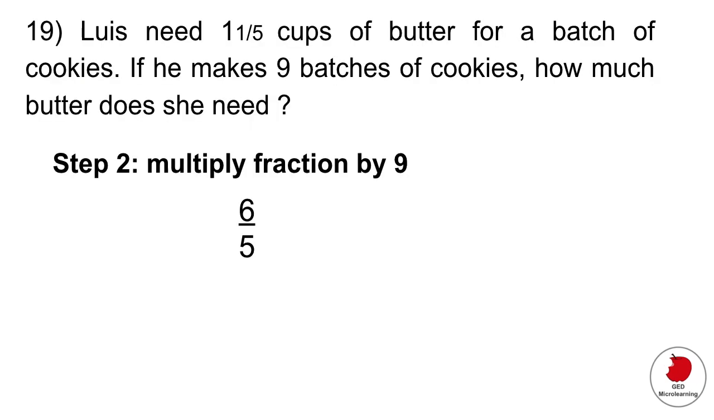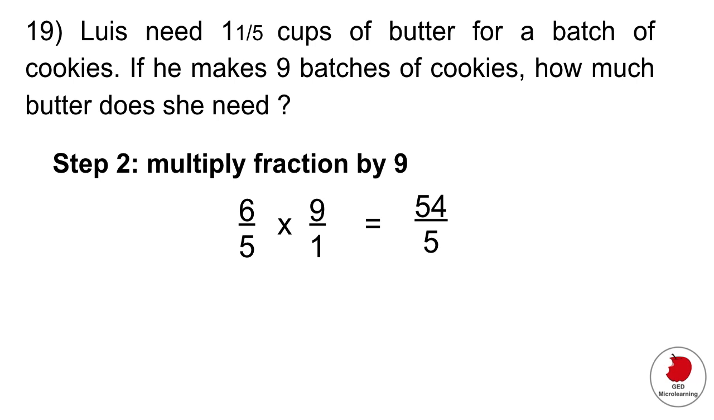Okay, so now we have that he needs 6/5 of butter for 1 batch of cookies, and he wants to make 9. So all you have to do is multiply this fraction by 9. Remember that we can write 9 as a whole number just as 9, or we could write it as 9/1. It's the same thing. And when you multiply fractions, you simply multiply across. So in this case, 6 times 9 is 54, and that would be divided by 5 times 1, which is 5.